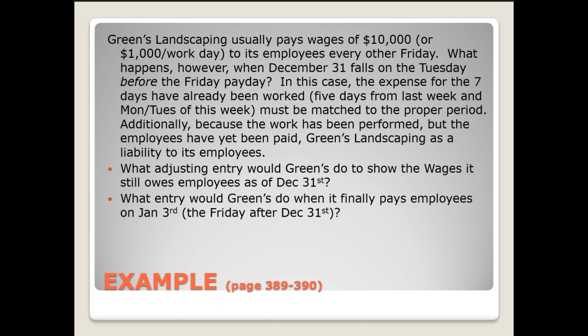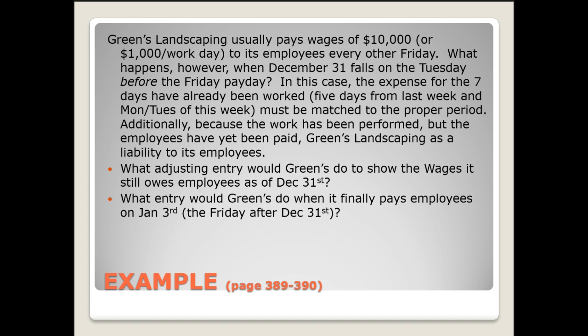Take a moment and read this scenario for Green's Landscaping. So we have Green's Landscaping, which runs on a 2-week pay period. There are 10 work days in every 2-week pay period. Now what happens is on December 31st, it's actually a Tuesday, and December 31st is a time of year that Green's Landscaping needs to close its books.